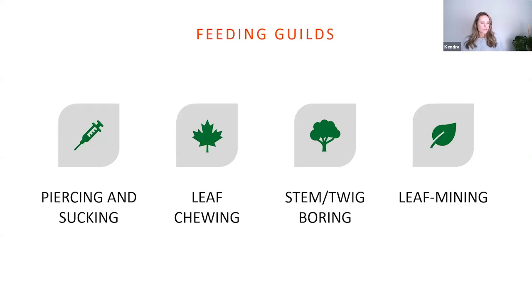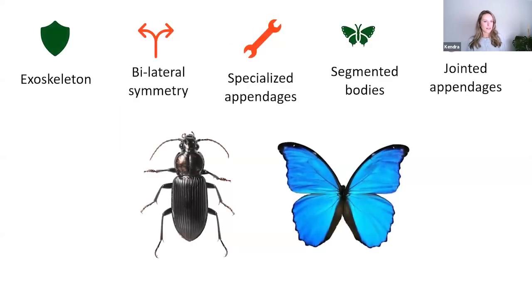Insects generally fall into 4 different feeding guilds: piercing and sucking, leaf chewing, which is spongy moth, what we're going to talk about today, stem and twig boring, and then leaf mining. And all insects have a number of different things in common, one of them being that they have an exoskeleton present. So they don't have a skeleton on the inside like you or I.